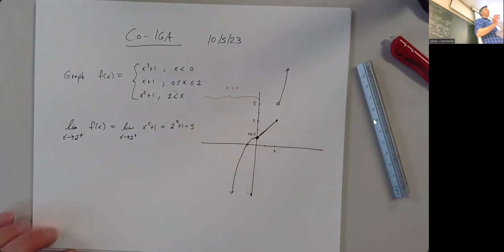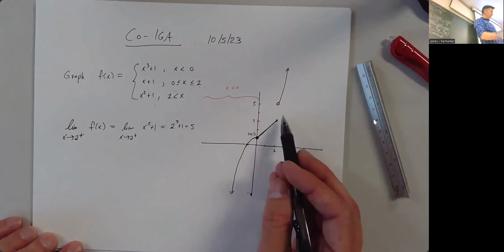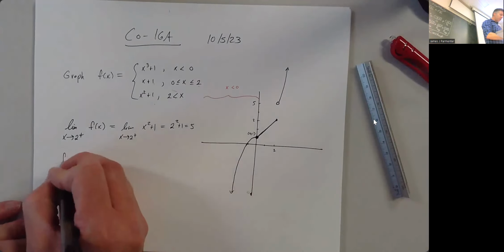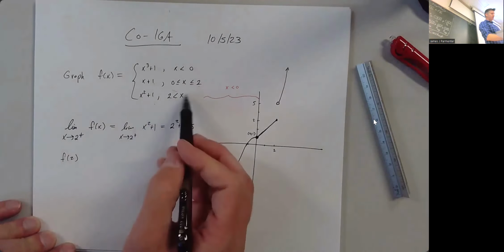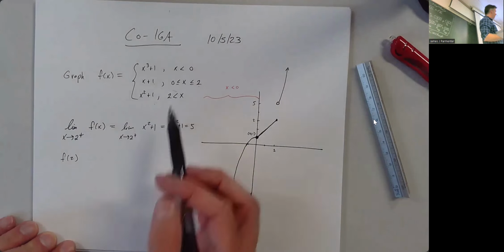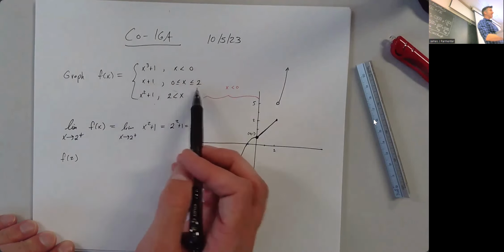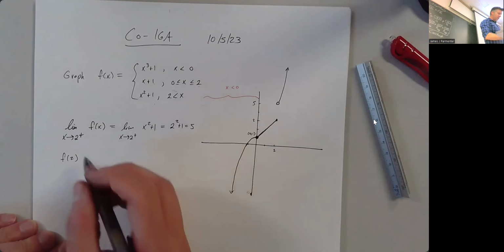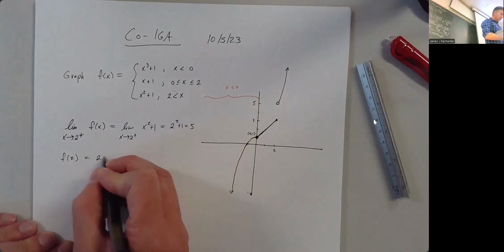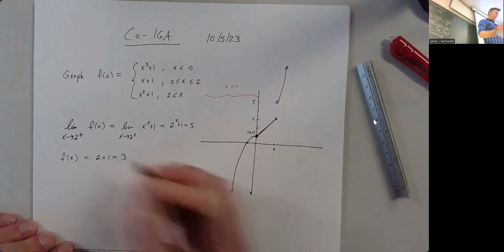And again, we don't care what's happening at 2, because if you look at this function here, f of 2, if I plug in 2 to the actual function, I have to use the middle piece here, because that's where the function is defined when x is equal to 2. So f of 2 is going to be 2 plus 1, which is 3.